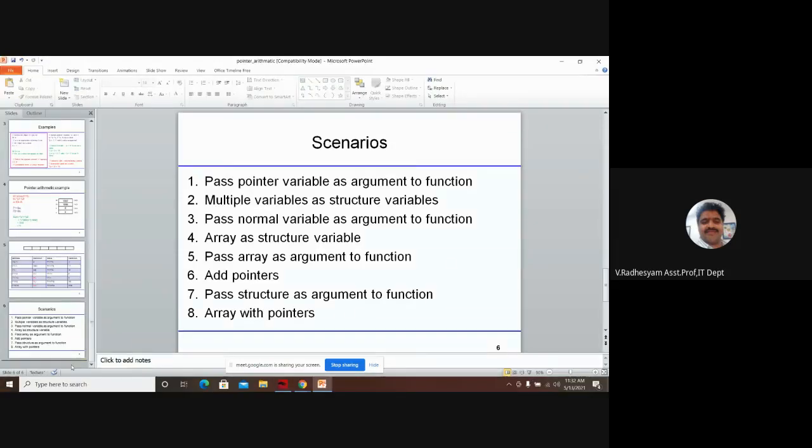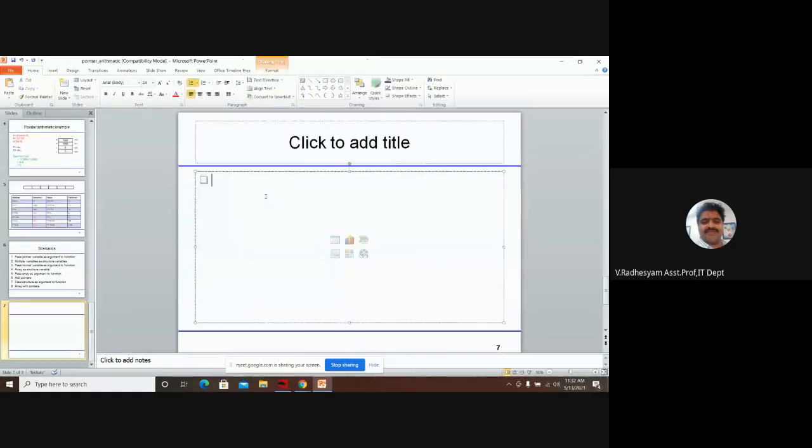What is my question? Struct student, we will start and complete the structure, and here S and a semicolon. This S is a structure variable for this entire structure. Is it possible to consider a pointer variable as a structure variable? Yes, sir.